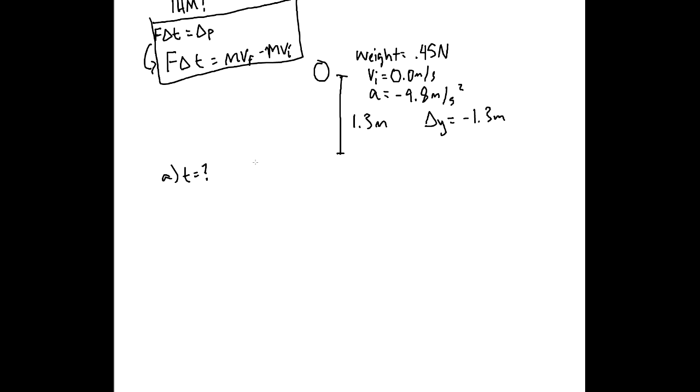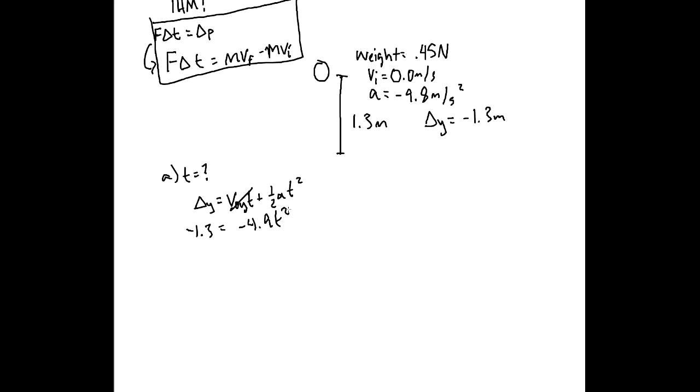If you think back to projectile motion, what always gave us time was our delta y equation. So in part A, you need to utilize delta y equals v naught y t plus 1/2 a t squared. We already said that our delta y was negative 1.3. Our v naught y is going to be 0 because we drop it from rest. So that leaves us with negative 4.9 t squared.